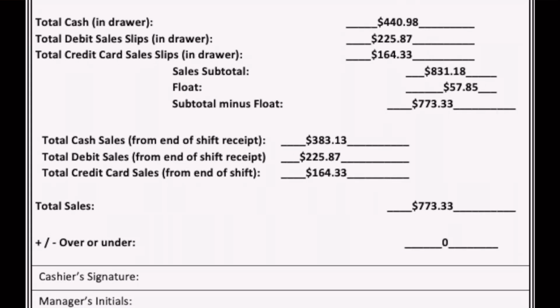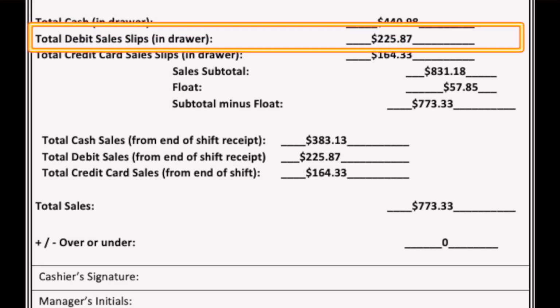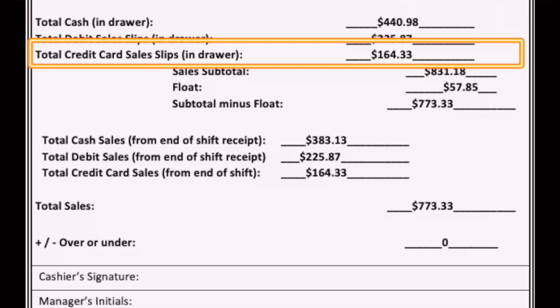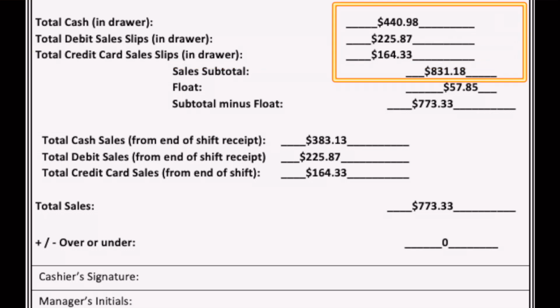Here you will need to fill in the total amount of cash in your drawer, then the total amount of money sales in debit card transactions. Next, you need to write the total amount of money sales in credit card transactions. On the subtotal line, you add the total amount of money in the drawer, plus the total amount of money sales in debit card transactions, plus the total amount of money sales in credit card transactions. On this form, that equals $831.18. This is your subtotal.